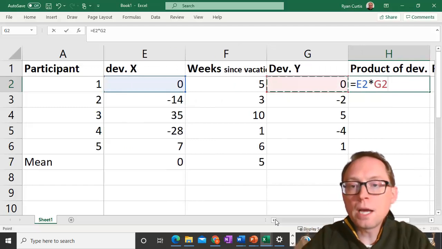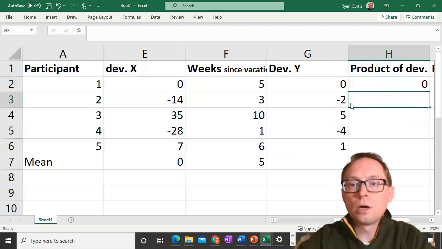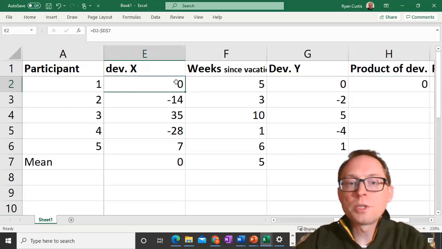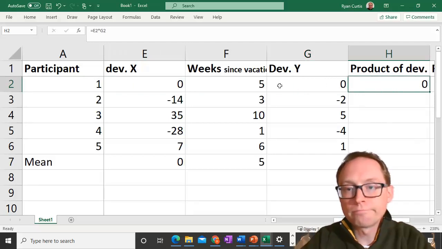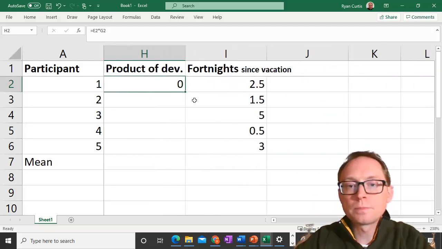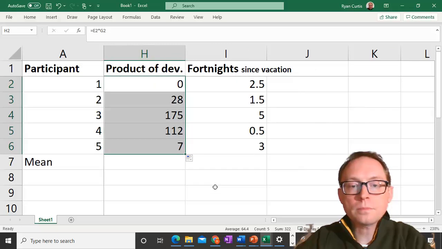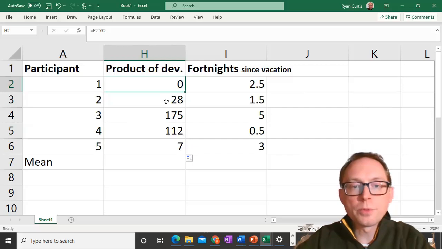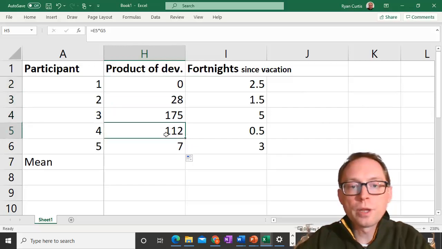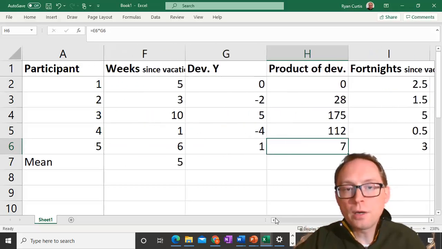Deviation of X times the deviation of Y. So the product of deviations for participant 1 is 0, because 0 times 0 equals 0, right? Let me move this over so we can see this. This is the product of deviations for participant 1, participant 2, 3, 4, and 5. To see them, let me show you what they are.